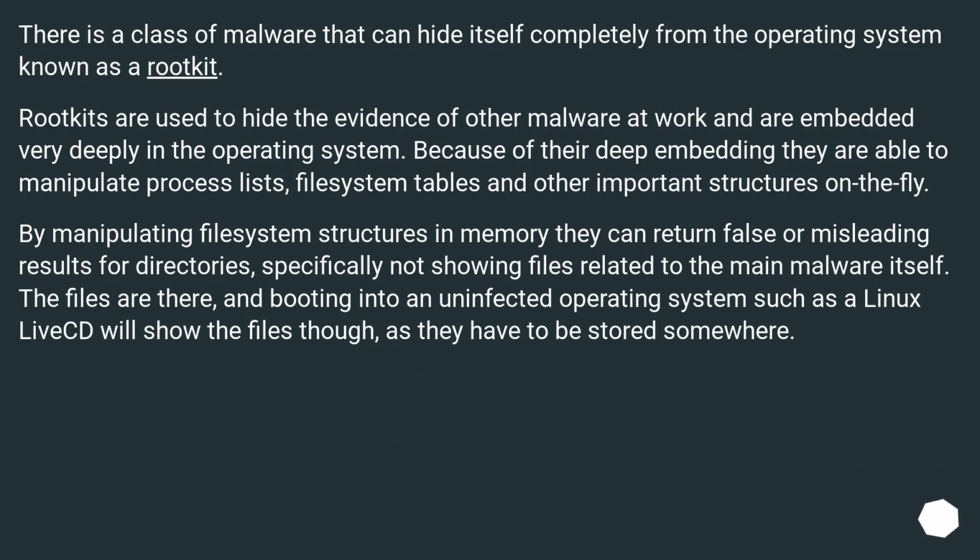There is a class of malware that can hide itself completely from the operating system, known as a rootkit. Rootkits are used to hide the evidence of other malware at work and are embedded very deeply in the operating system. Because of their deep embedding, they are able to manipulate process lists, file system tables and other important structures on the fly. By manipulating file system structures in memory, they can return false or misleading results for directories, specifically not showing files related to the main malware itself. The files are there, though, and booting into an uninfected operating system such as a Linux live CD will show the files, as they have to be stored somewhere.